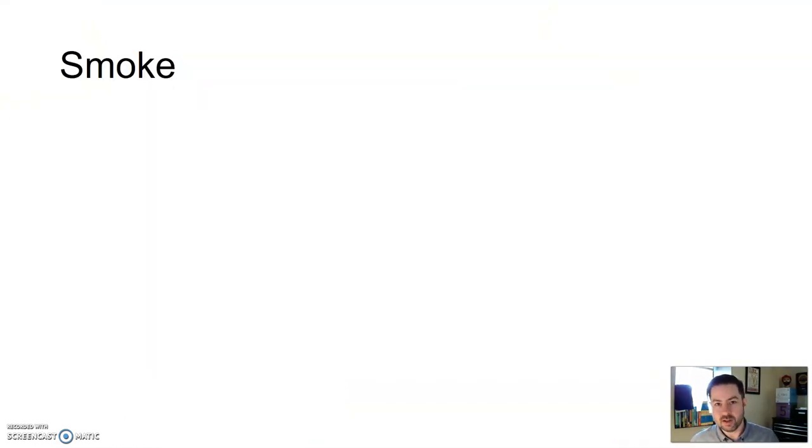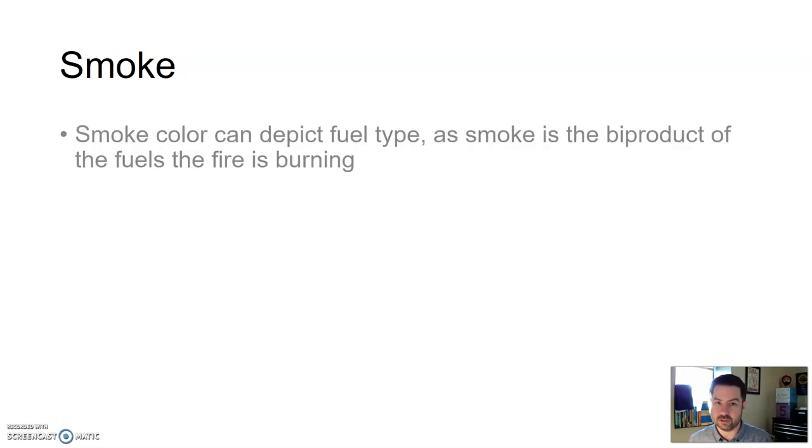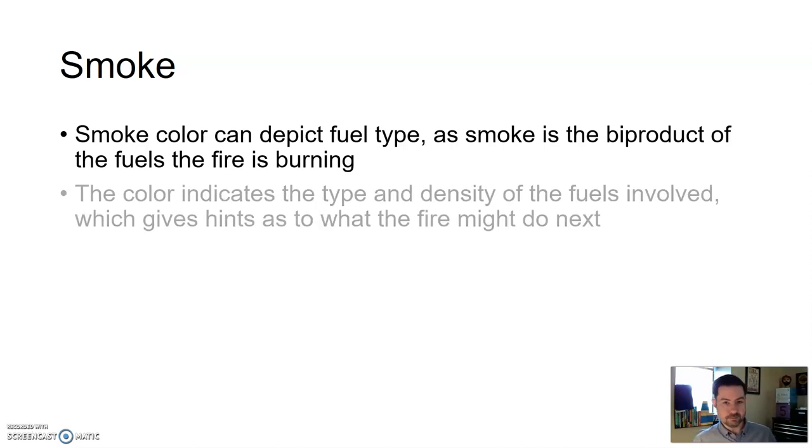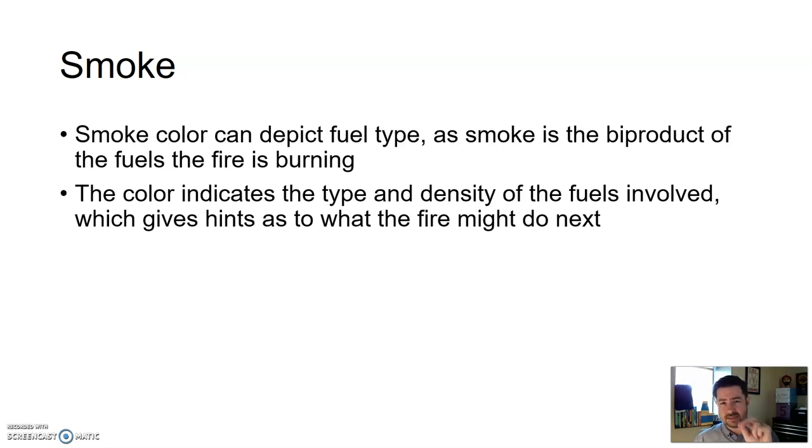One hazard from wildfires, besides the burning part, is smoke. But it's also a good indicator of the wildfire and what it's doing itself. We'll talk about the hazards of wildfire smoke again a little later. But the color of smoke can actually depict the type of fuel, so what's being burned, because the smoke is the byproduct of the fuels the fire is burning. Different substances burn differently. So the color of the smoke indicates the type and density of the fuels involved, which gives a hint as to what the fire might be doing next.